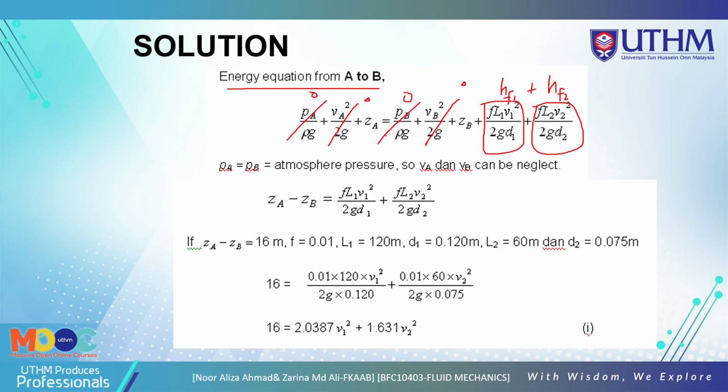So we only have ZA minus ZB equal to f L1 V1 squared over 2g D1 plus f L2 V2 squared over 2g D2. The ZA, ZB, f, L1, D1, L2, and D2 values are given. Just put them into this formula until you get V1 squared over V2, based on the formula of equation 1 here.